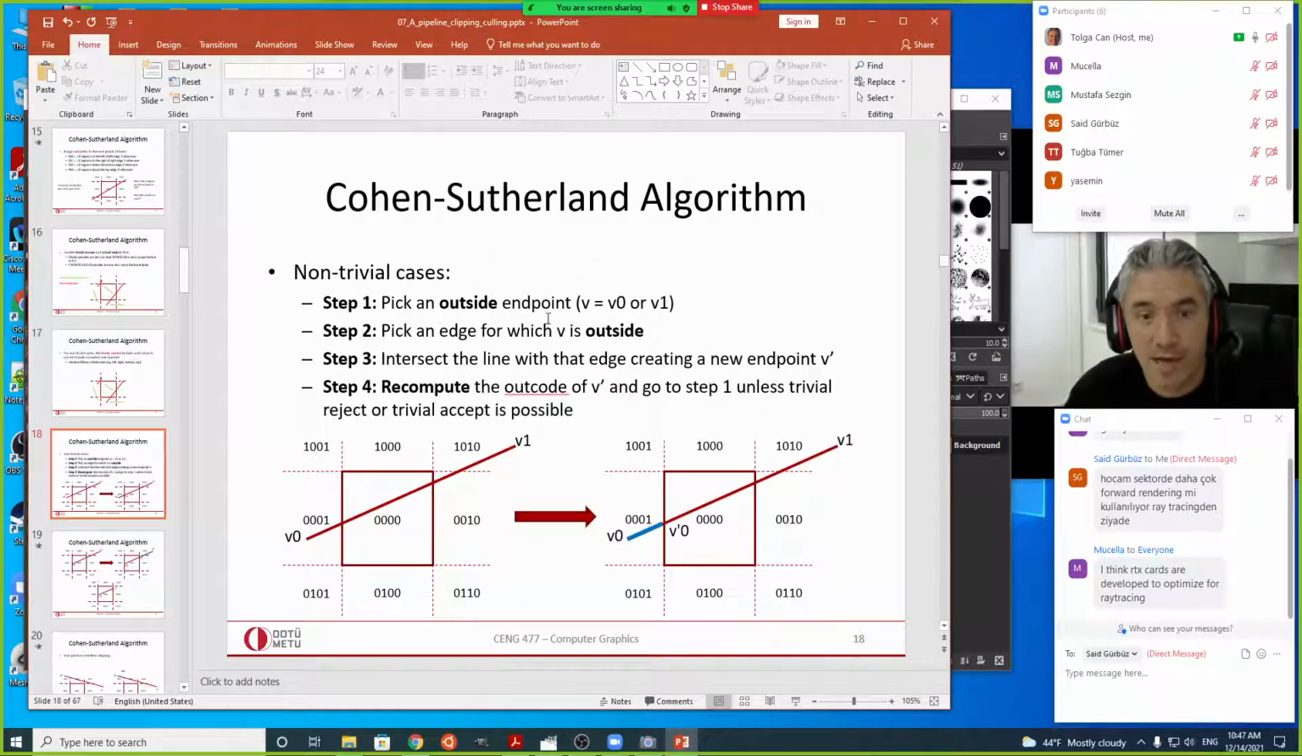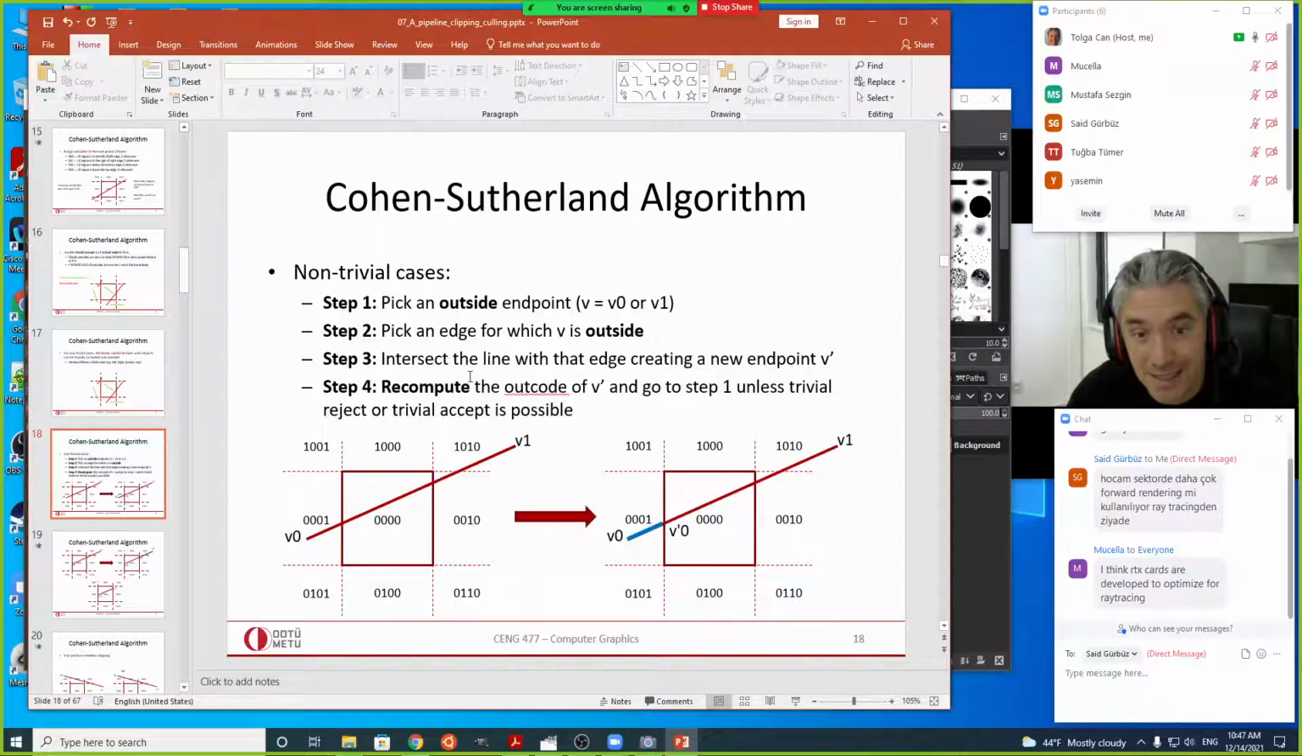We pick an outside endpoint first. We start by first picking a point. If it's not trivial, which means at least one of the points has to be outside. If both of them are outside, we just pick one randomly. If we have an inside point, 0, 0, 0, 0, we don't start with that. We just pick an outside point and pick an edge for which v is outside. For example, by looking at its code, we see that it's the left boundary.